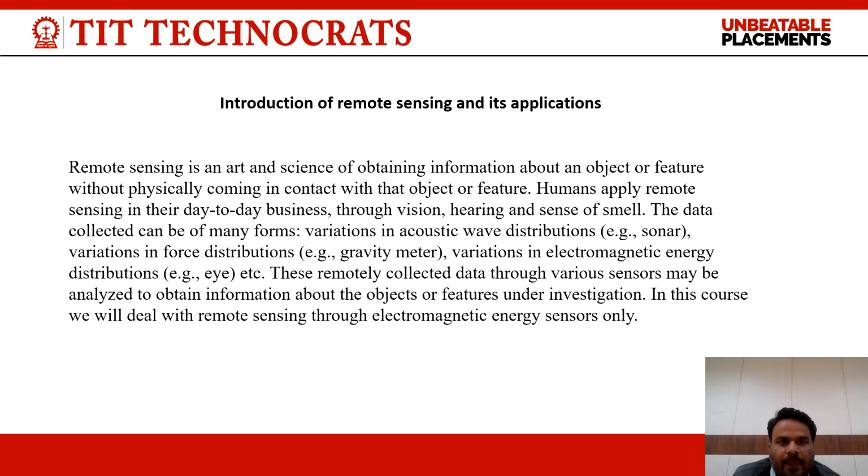Next topic is remote sensing. We'll discuss remote sensing, its principle and application, and the advantages and disadvantages of remote sensing. First one, describe remote sensing. Remote sensing is the art and science of obtaining information about an object or feature without physically coming in contact with that object or feature.